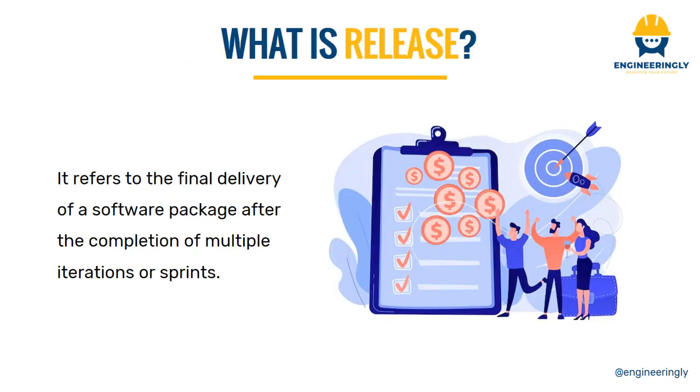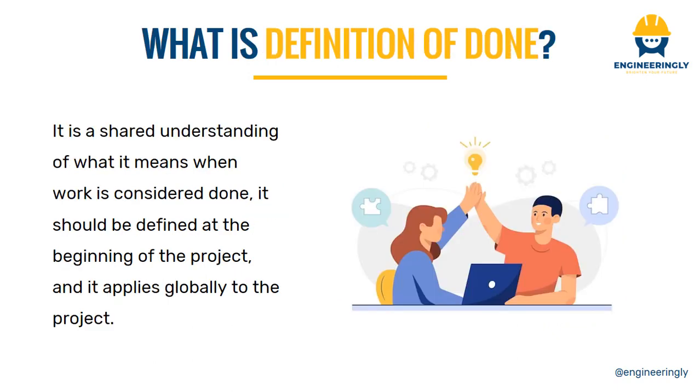Next is the release. After completing one or many sprints, there might be a specific feature which will be added to the product. And once that feature is added to the product and is ready to be used by the customer, it's called a release. And lastly, we have definition of done. It's a criteria against which the Agile team measures their progress and their conformance to the project scope.